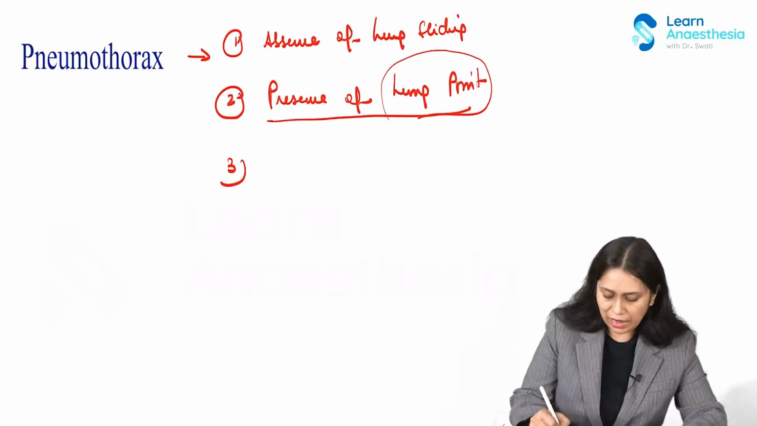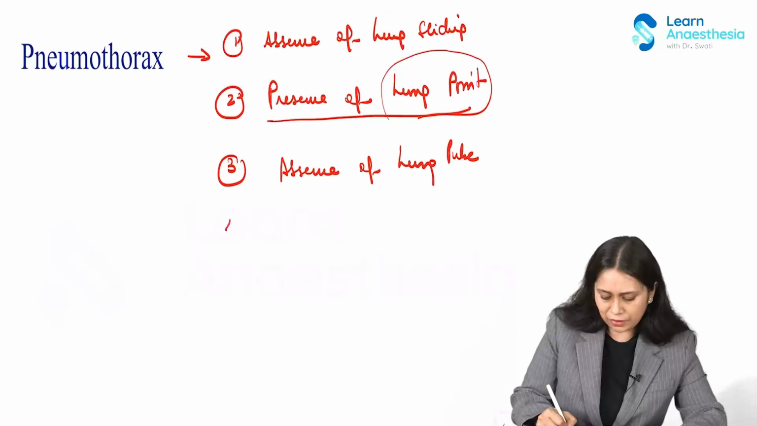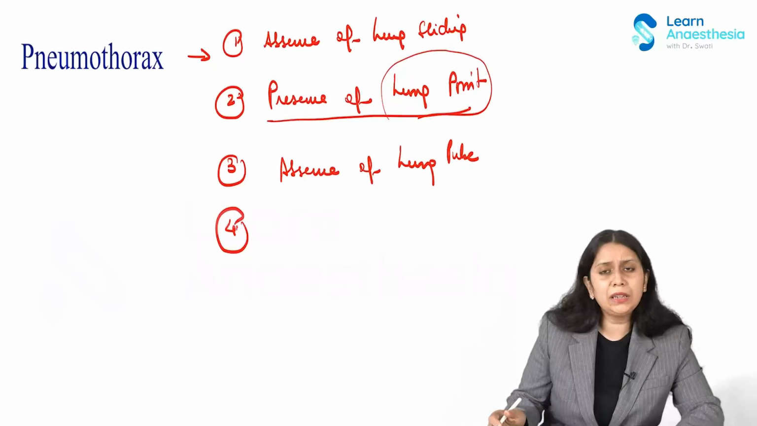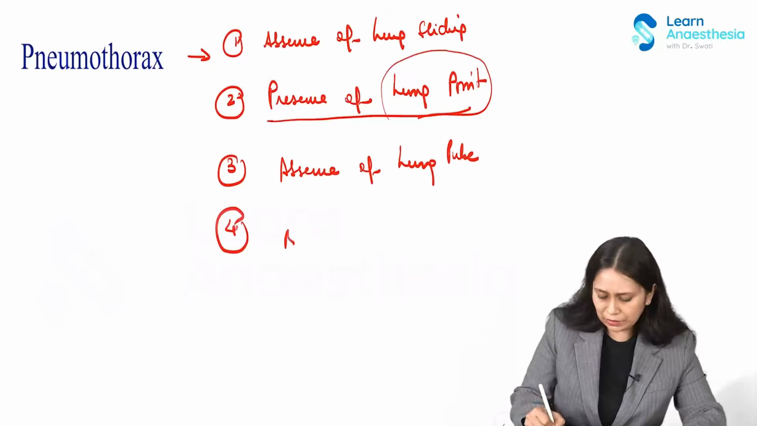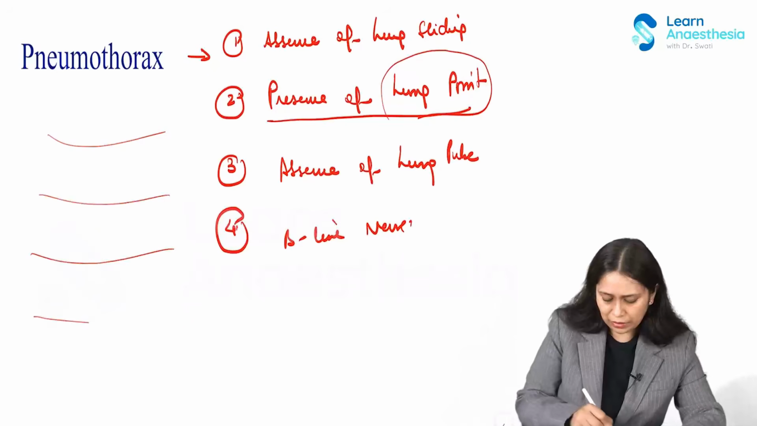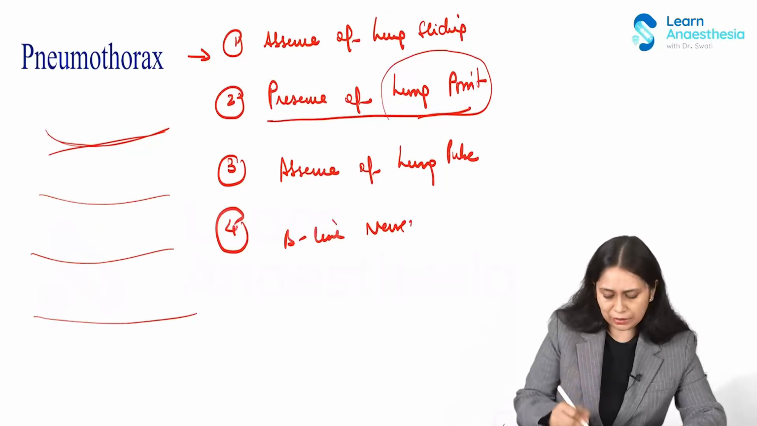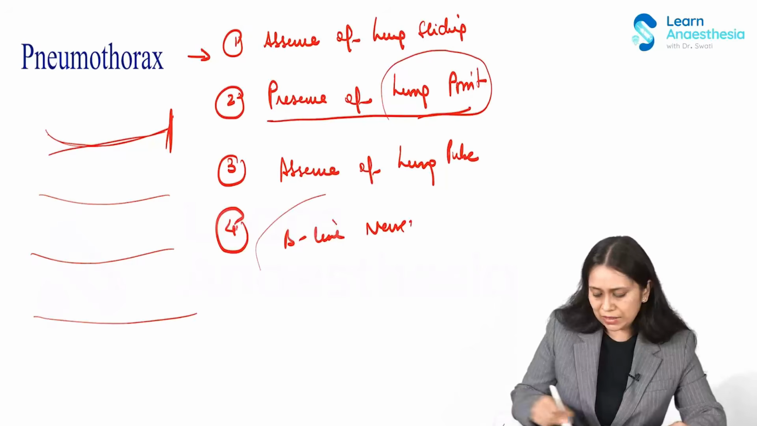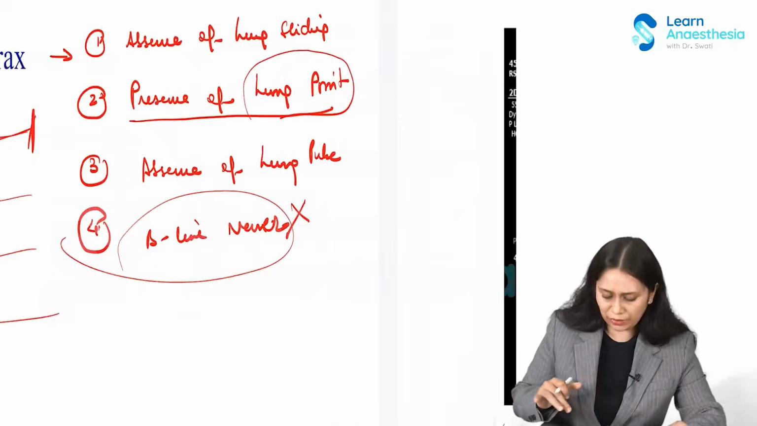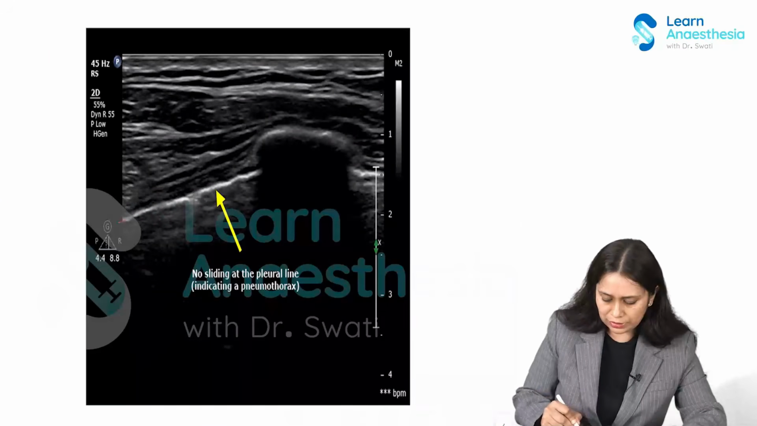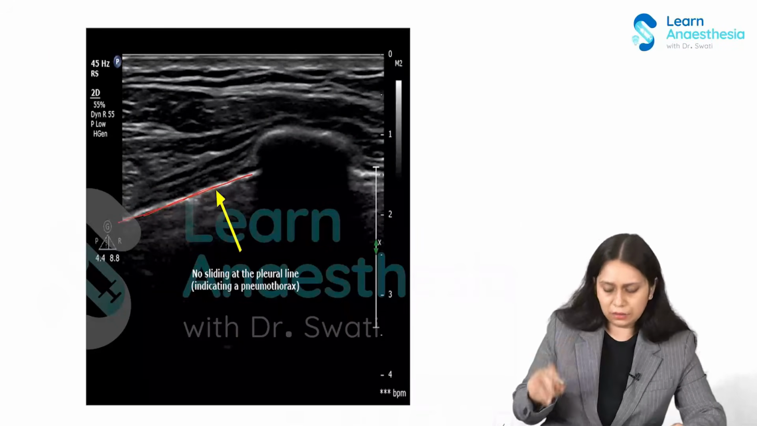Then there will be absence of lung pulse, right? And B lines should never be there. There should be the A-line pattern only. Movement of the sliding sign would not be there. There could be a lung point, but B lines would never be there. B lines exclude the presence of pneumothorax. So if I show you, there is no sliding sign, indicating the pneumothorax.